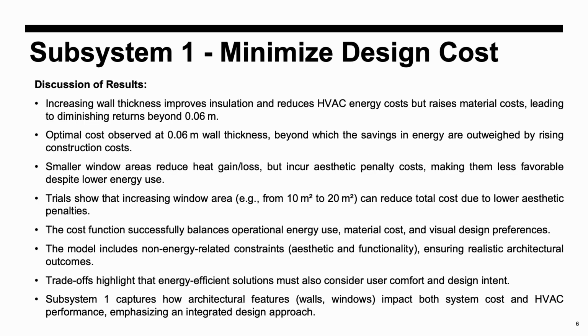From these results, we observe diminishing returns beyond 0.06 meter wall thickness. While insulating initially reduced HVAC load, higher material cost eventually dominated. Small window areas reduce thermal loads but incur aesthetic penalties, increasing cost. Thus, designs with large windows despite higher HVAC loads can actually lower the total cost. The subsystem effectively captures architectural trade-offs between aesthetics, material use, and energy consumption.